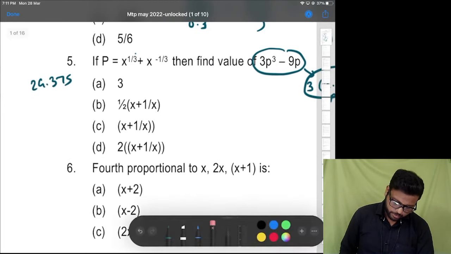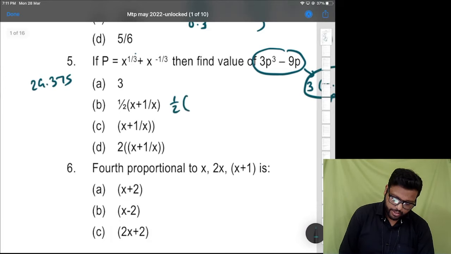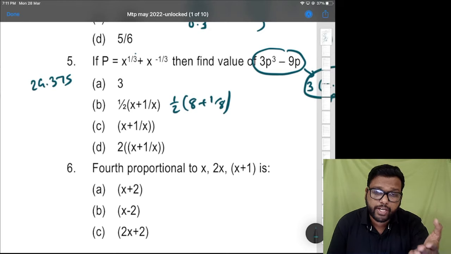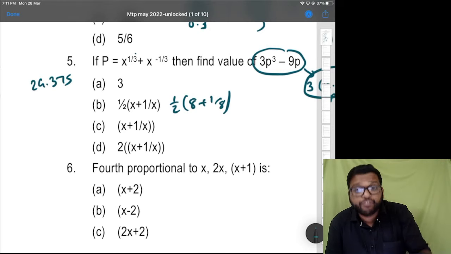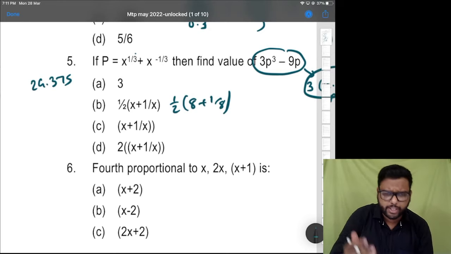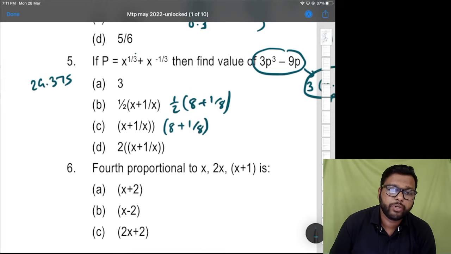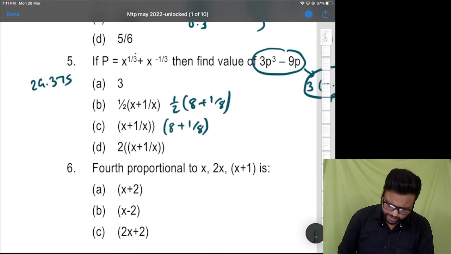Then that first option will be half into 8 plus 1 by 8. You can see logically that is not going to be 24, because it is 8 plus 1 by 8 half. Obviously that will not be 24. You can check on calculator. This is 8 plus 1 by 8. Again, that is not going to be 24. So wrong.